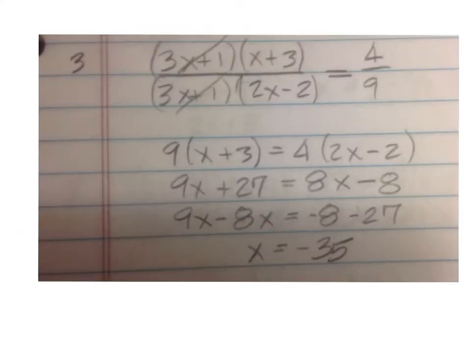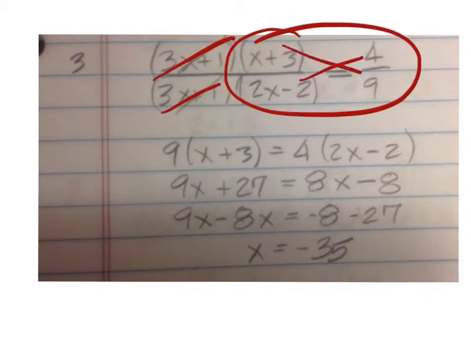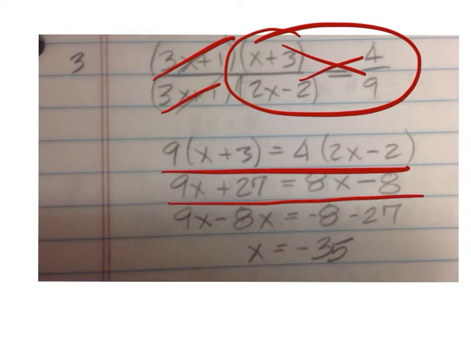Number 3, you had to solve on this one. Solve for a value of x. So when you factor and cancel out, these are gone, and you're left with this, in which you cross multiply. Come up with that. Distribute the 9 and the 4. Solve this equation, and come up with negative 35. That's 2 points if you have that one right.